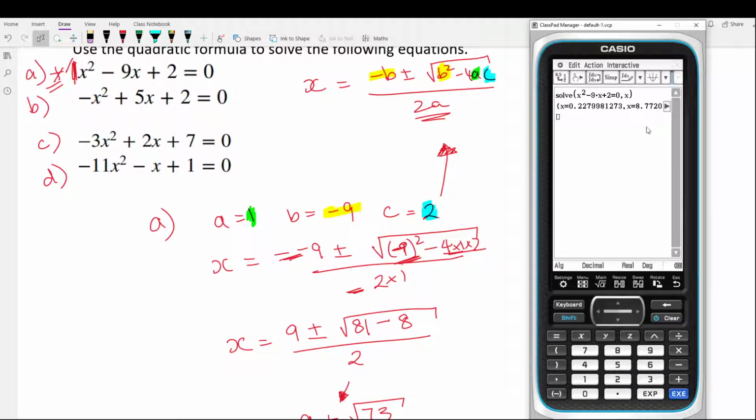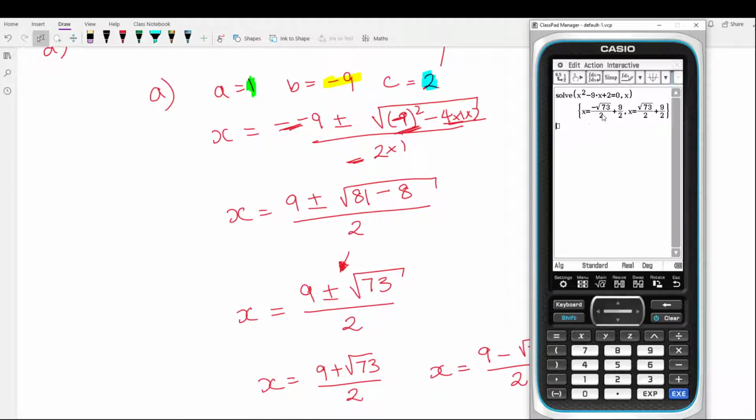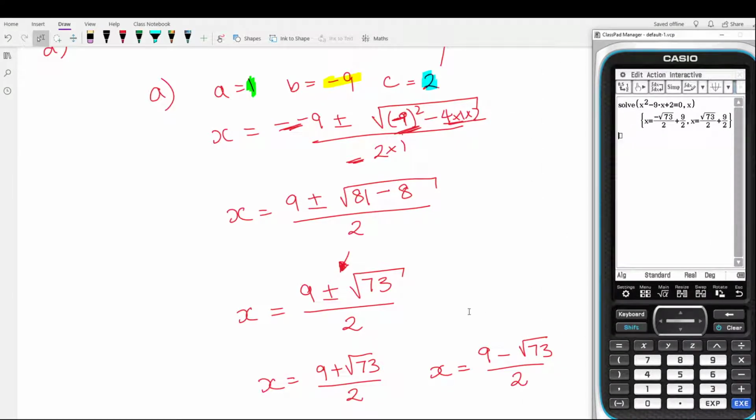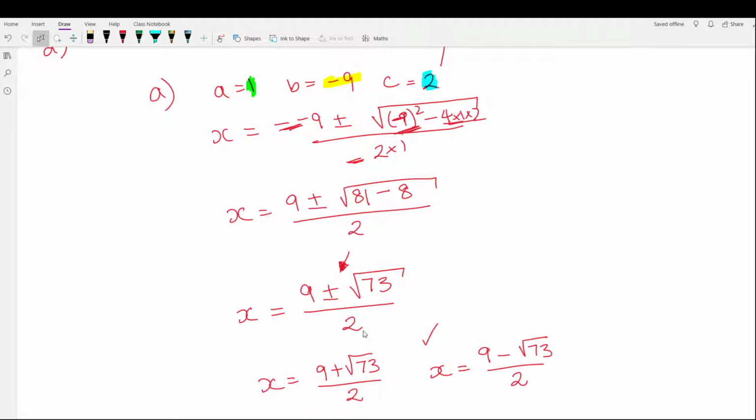Notice it's in decimal format. Let's change that to standard so that we get it in exact form. Here we have minus root 73 plus 9 over 2, so that's that one there. And we've got root 73 plus 9 over 2, which is that one there. So we've got both answers over here.